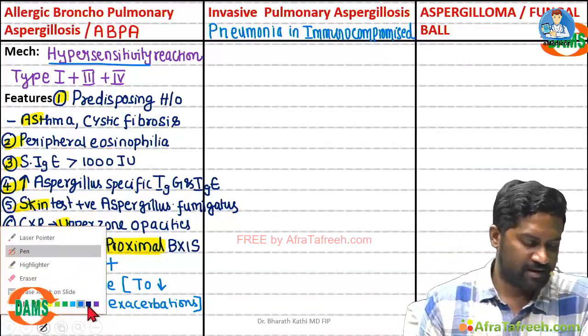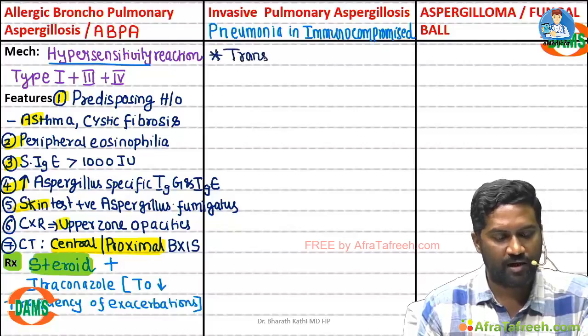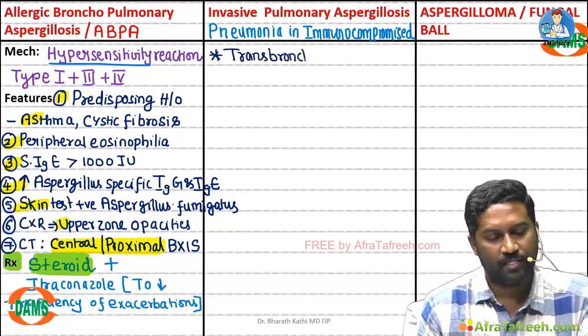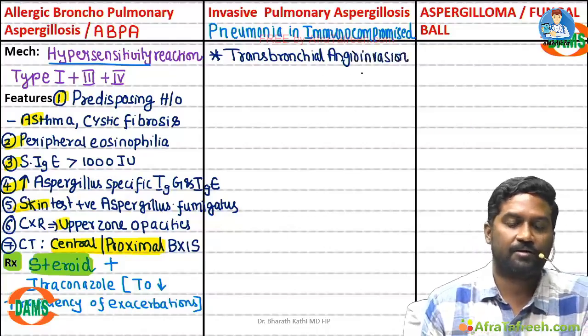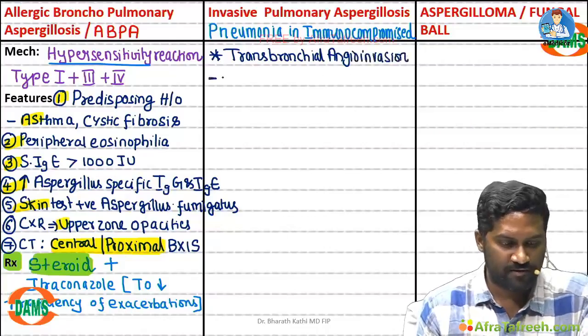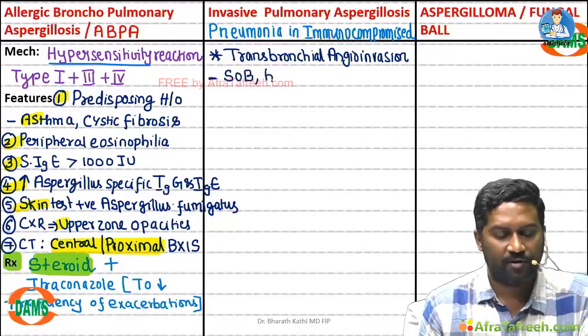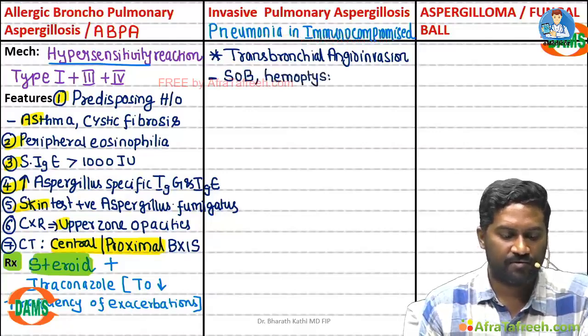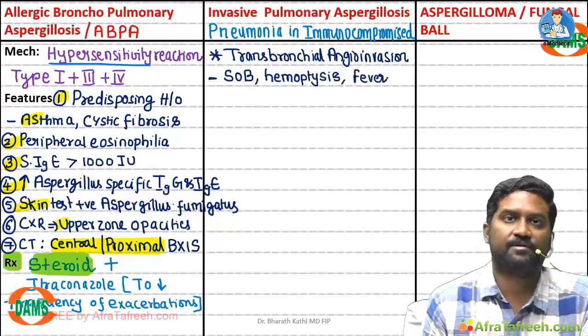Now what are the characteristic features? There will be transbronchial angioinvasion, involvement of bronchus and involvement of blood vessel. Because there is involvement of bronchus, the patient can have shortness of breath. With involvement of blood vessel, there can be hemoptysis. Because this is an infection, the patient may also present with fever.